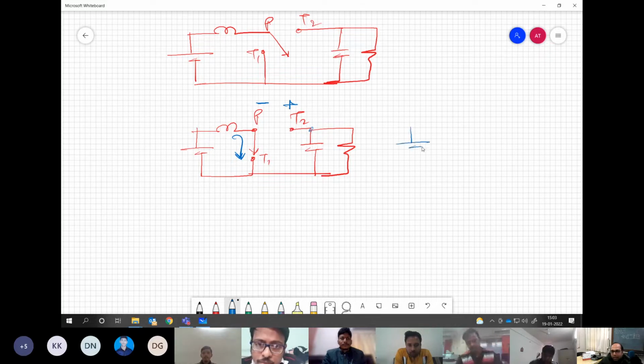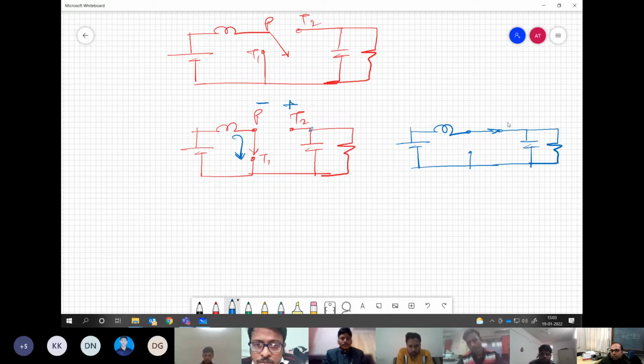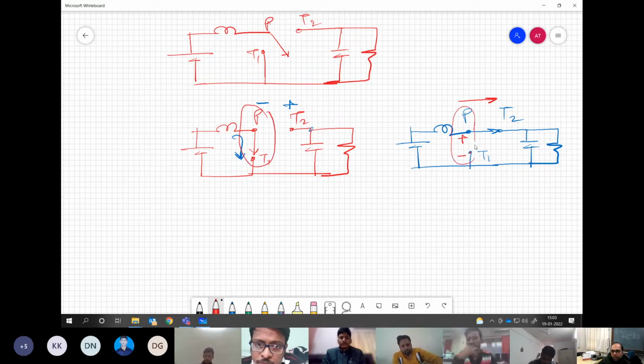Okay, now the second configuration, we go quickly. So now what do we have? What is the direction of conduction? P to T2. Okay, what is the polarity of blocking? P positive, T1 negative, obviously. So T1 is at ground or the negative terminal of the battery. Correct? Yes. Now you see here about PT1 how the current and voltages are placed.